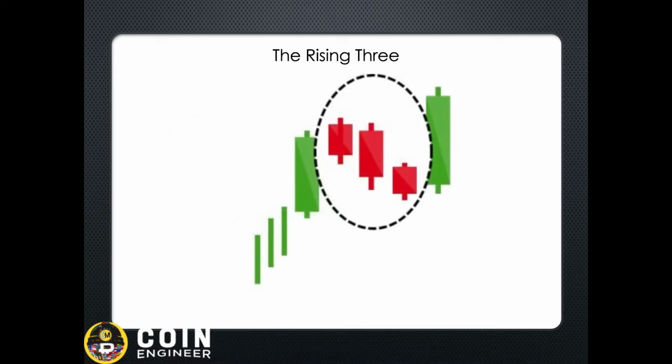The rising three method comprises three short reds between the range of two long greens. The pattern shows traders that despite some selling pressure, buyers are retaining control of the market.